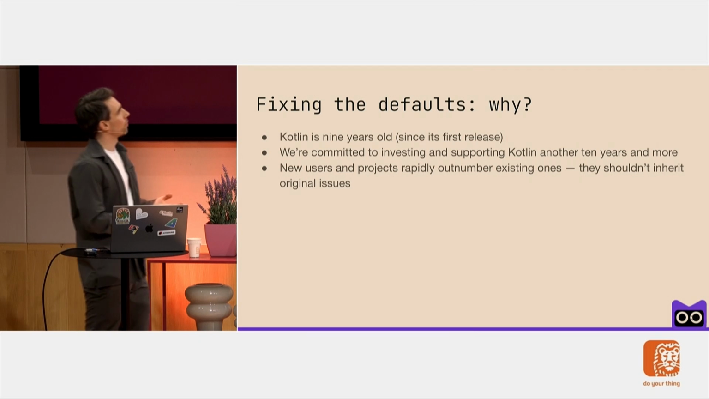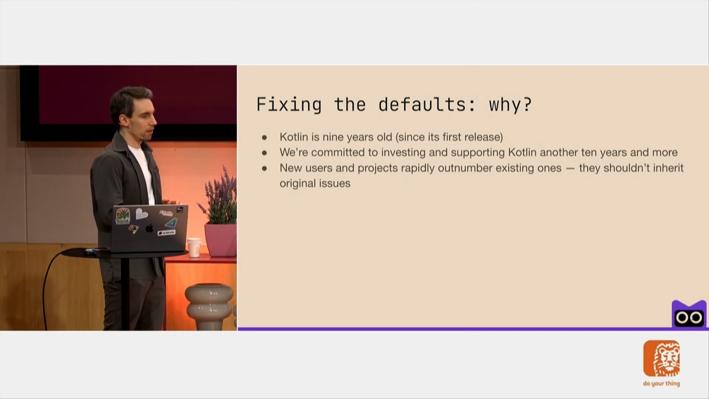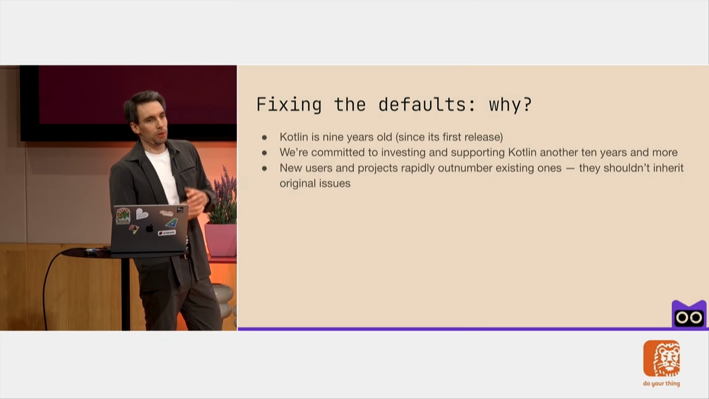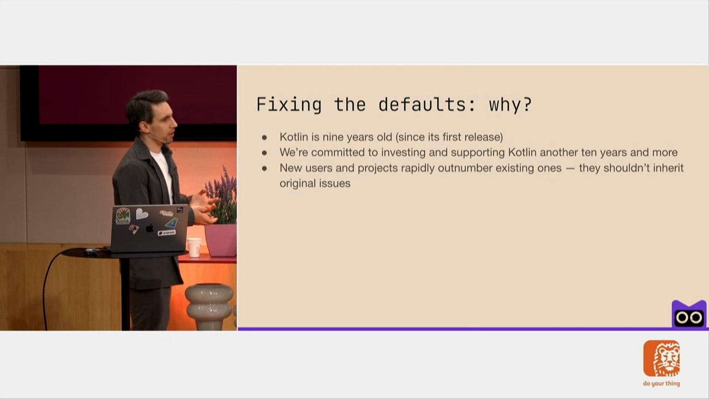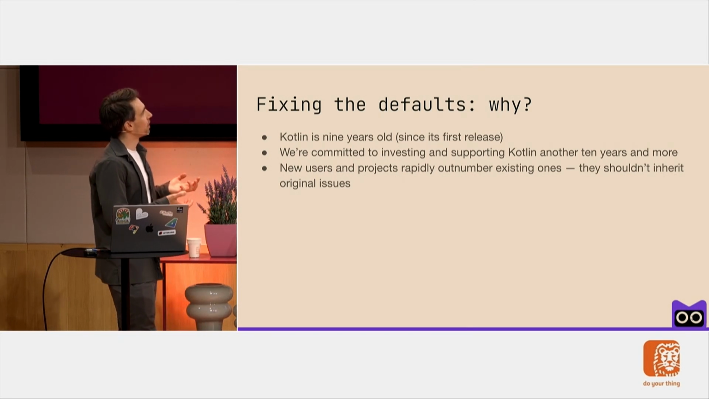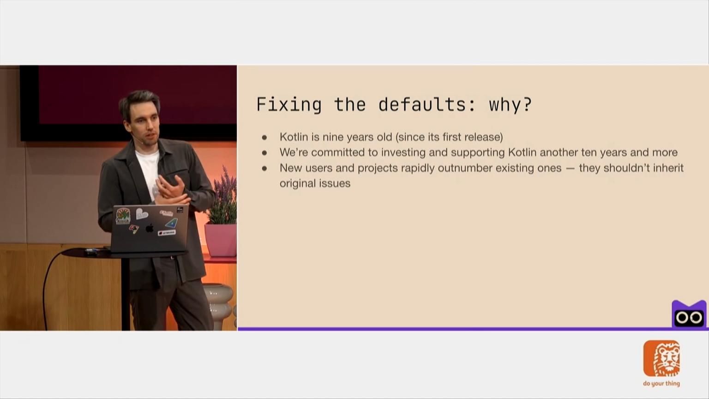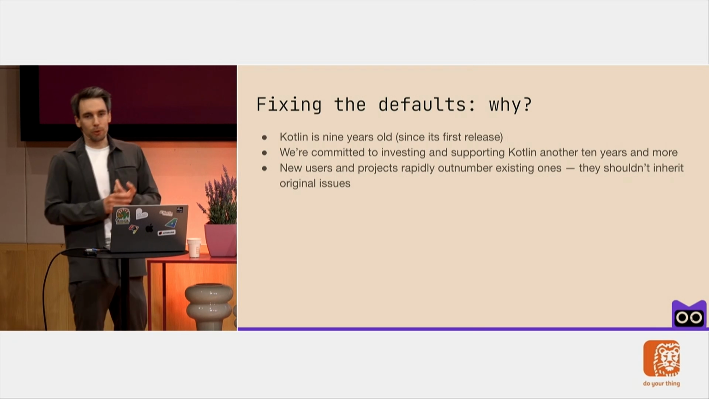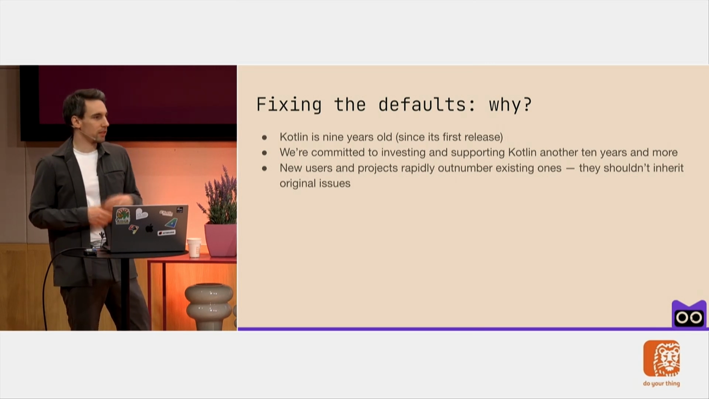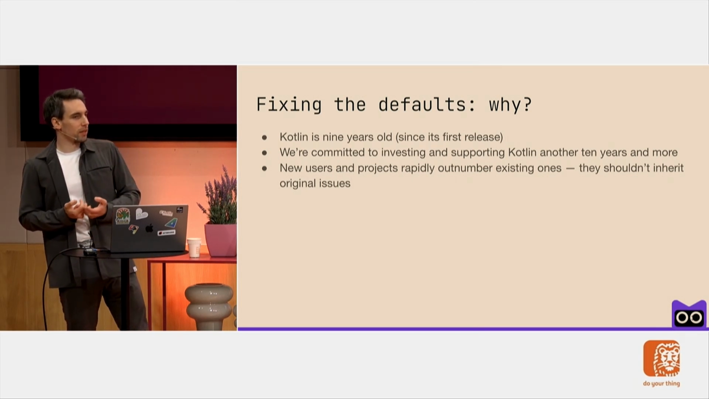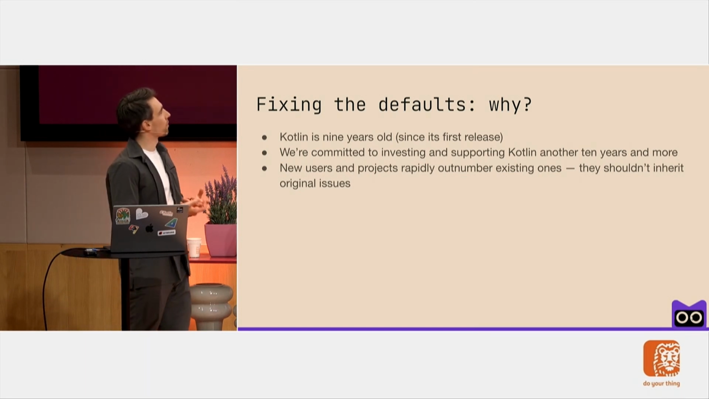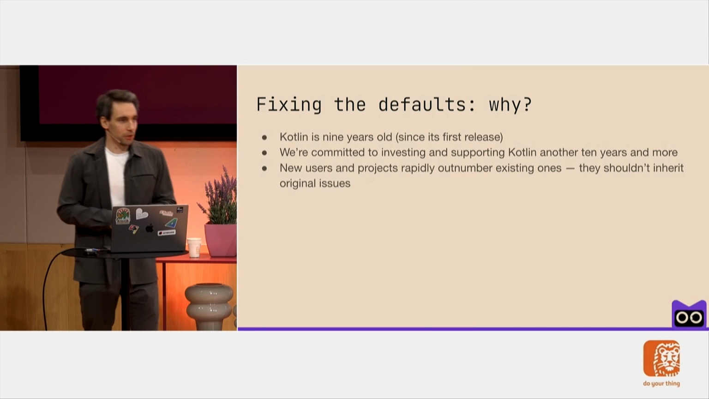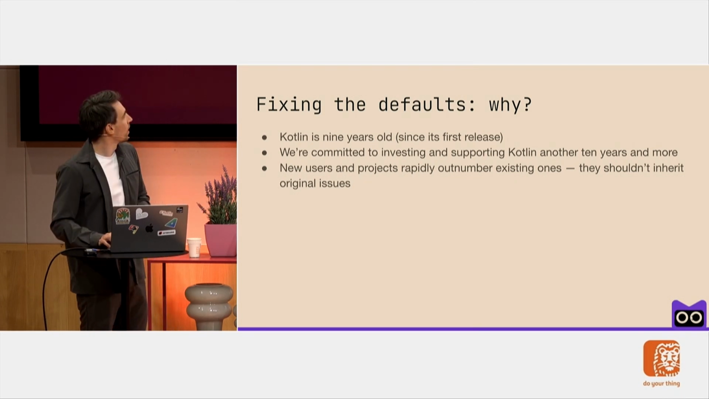So we want to fix some of the issues, because we are committed. Kotlin is almost 10 years old, and we are committed to investing and supporting Kotlin for another 10 years and more. And what we also see is that new users and new projects will rapidly outnumber the existing ones, and we do not want people to inherit the original issues that were made 10 or 15 years ago.